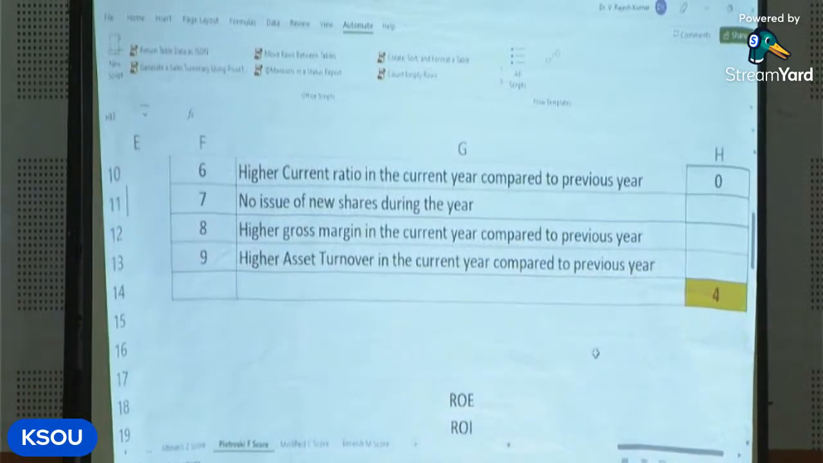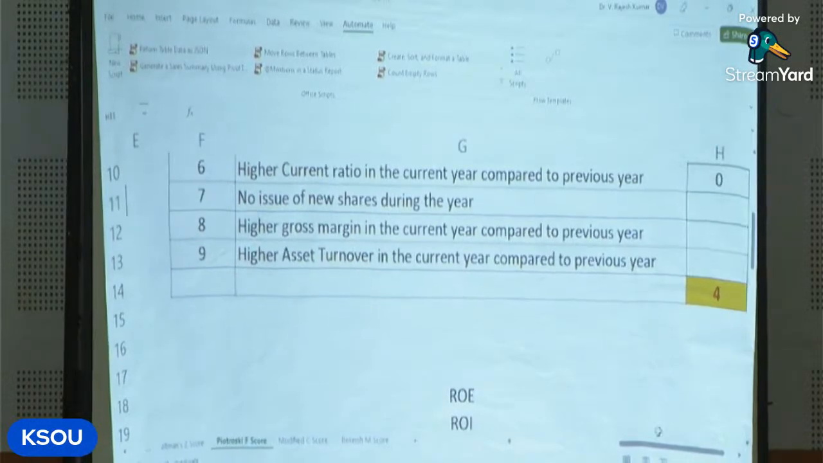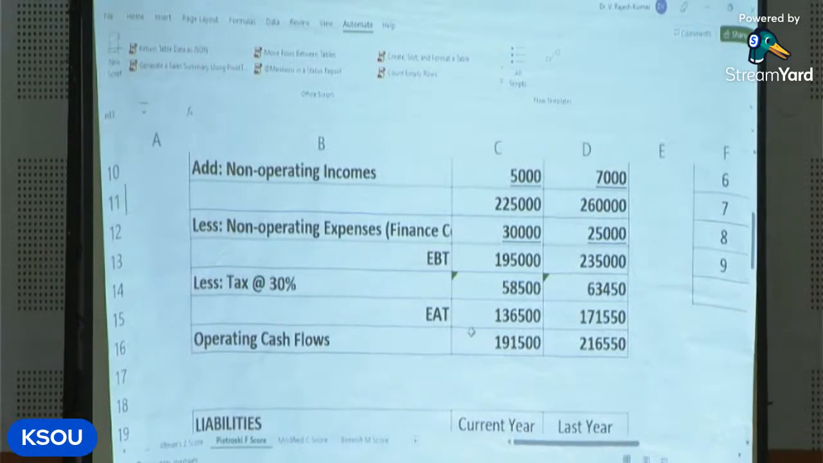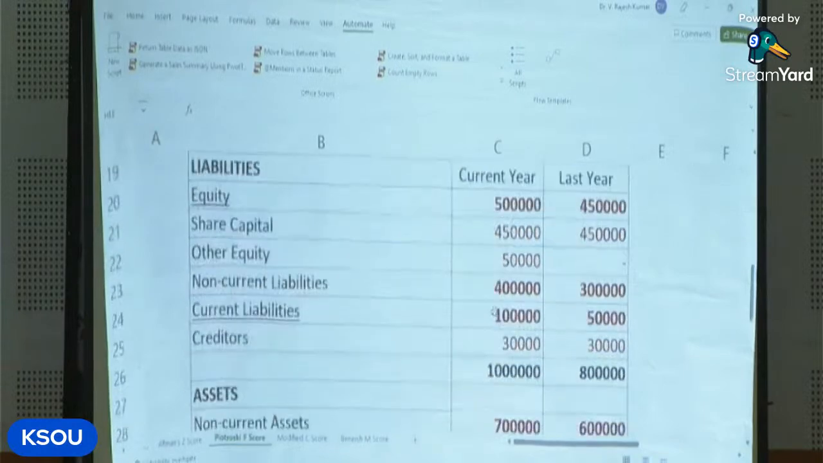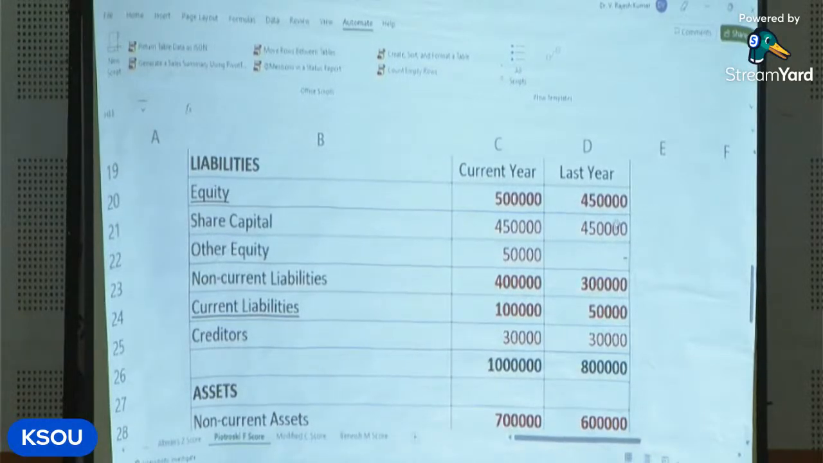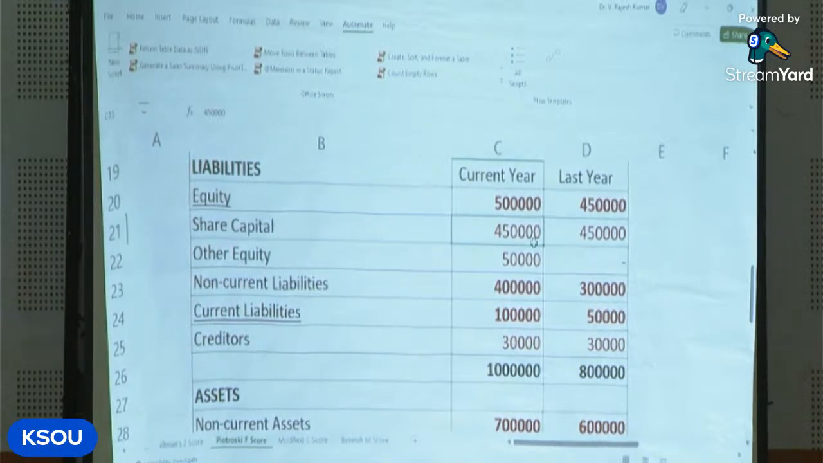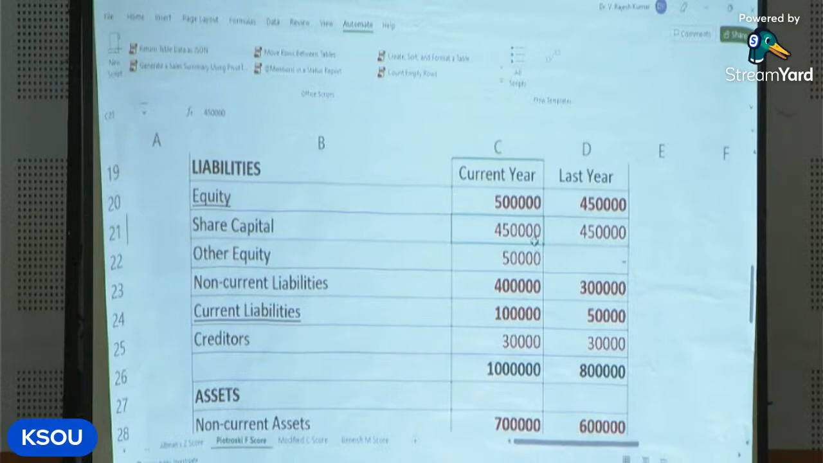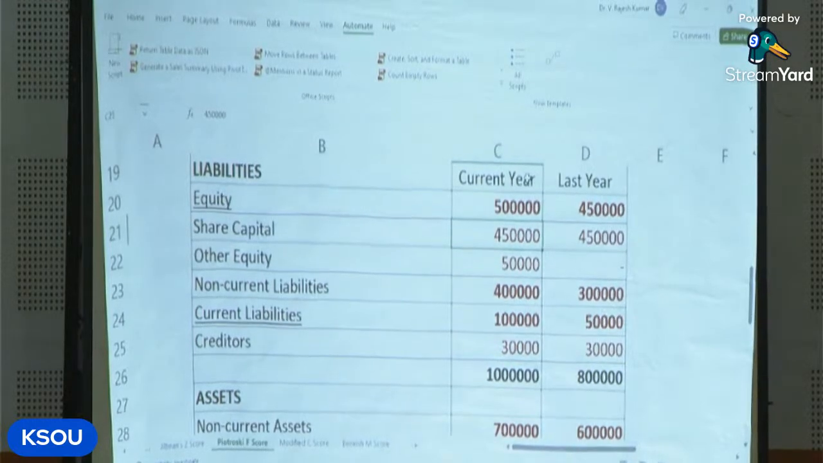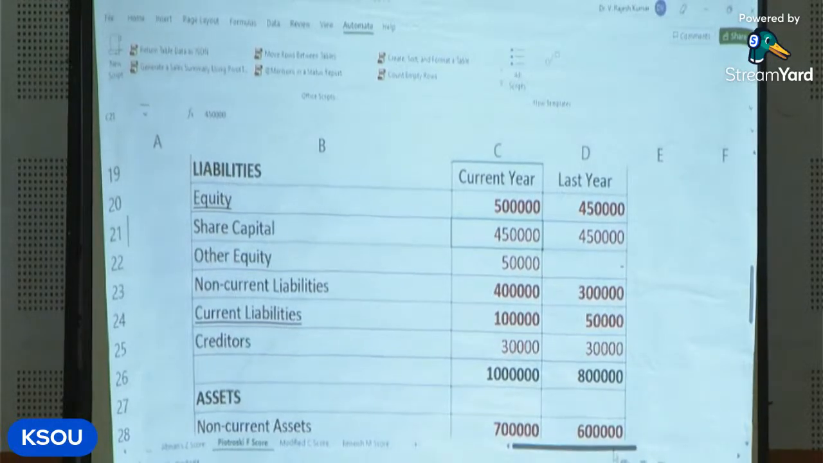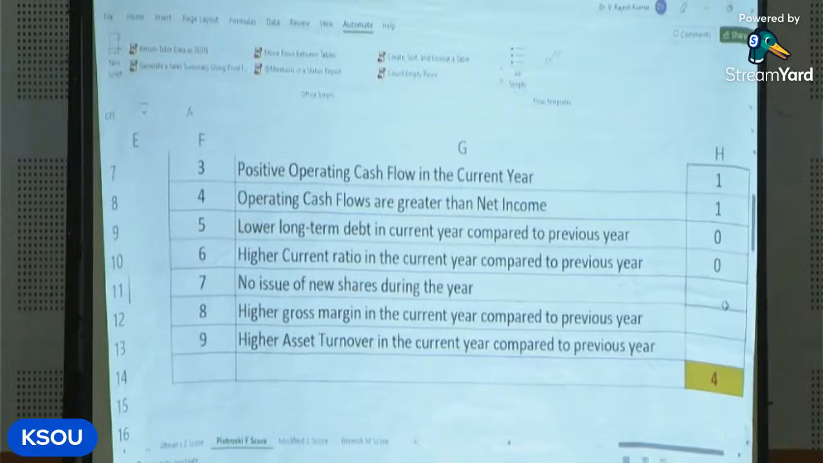Then, no new issue of shares during the year. So, the statement of changes in equity will give us that. And here, if you see in this example, last year, what was the share capital? 4,50,000. This year, 4,50,000. Any change? No. When do we say there is an issue of shares? When this year it has increased. So, no new issue, correct?